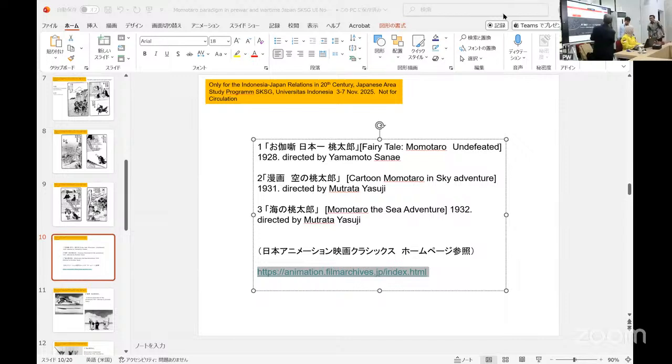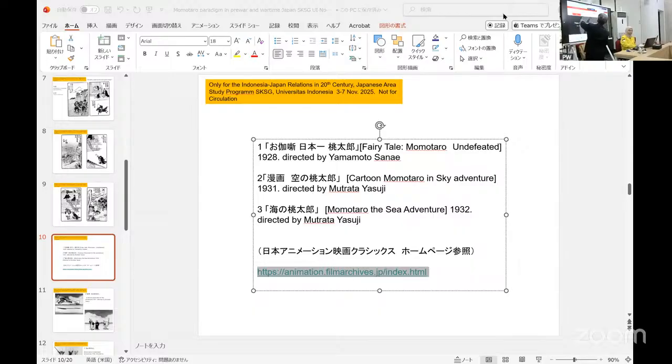Maafkan saya. Ditunggu. Ya, ini mungkin homepage ini ada dalam bahasa Inggris. Ya, ini rekomendasi saya khususnya untuk mahasiswa-mahasiswi di negara asing, tapi mau meneliti, mau belajar tentang sejarah film atau sejarah animation di Jepang.